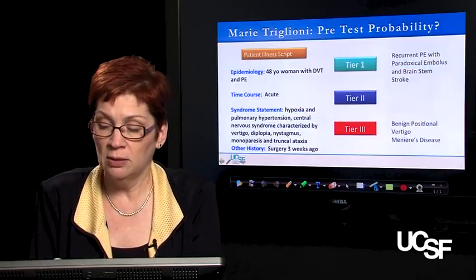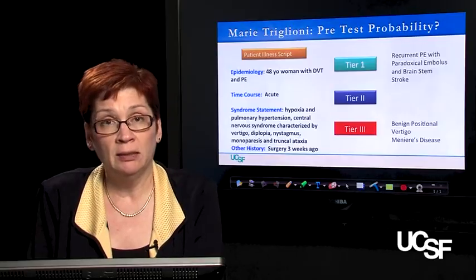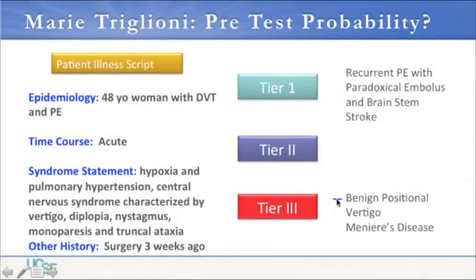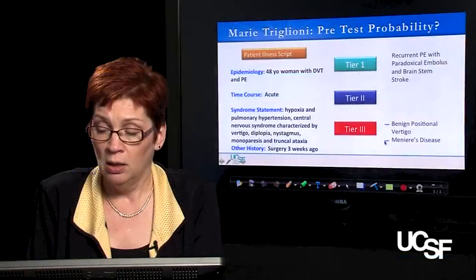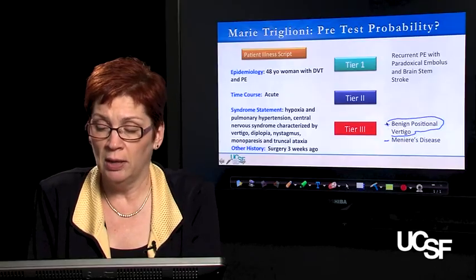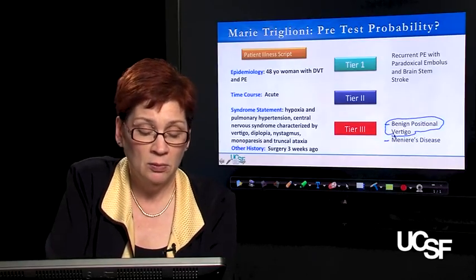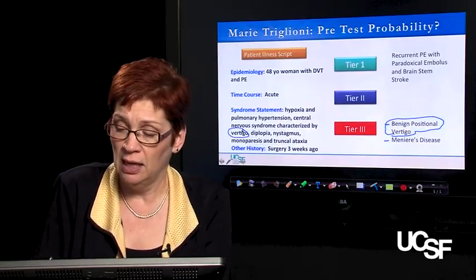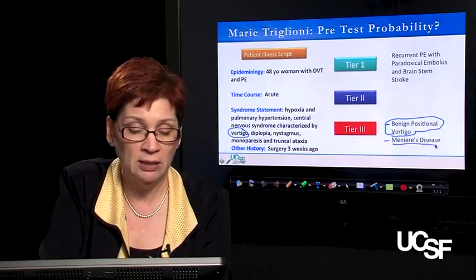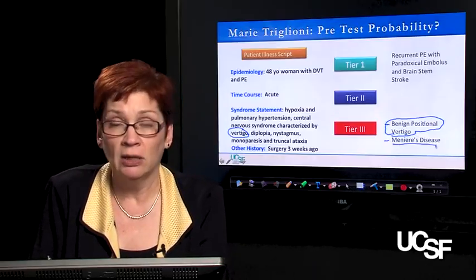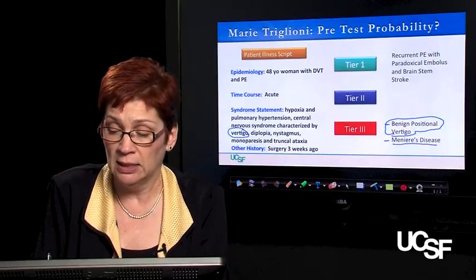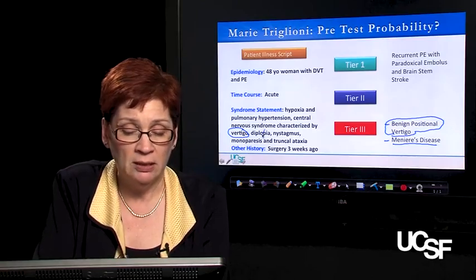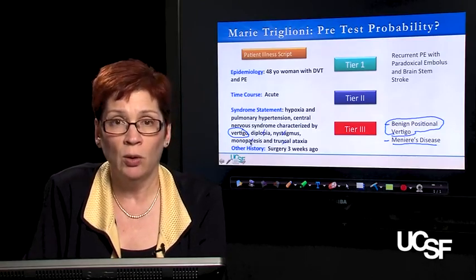What about a tier 3 diagnosis? And we'll see some of the physicians considered these options in the care of Mrs. Trigliani: benign positional vertigo and Meniere's disease. Benign positional vertigo we'll talk about in a couple of minutes. Certainly explains the vertigo, but cannot explain almost anything else. And Meniere's disease, again, explains the vertigo, but we're lacking hearing loss, which is common in Meniere's disease. It doesn't occur acutely, and it can't explain almost any of these other features that seem really quite dramatic.